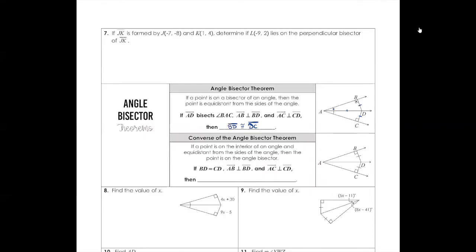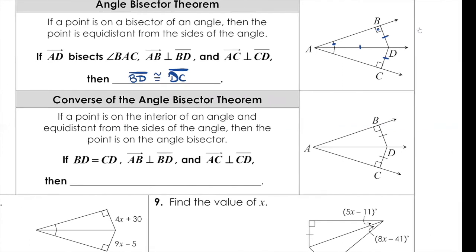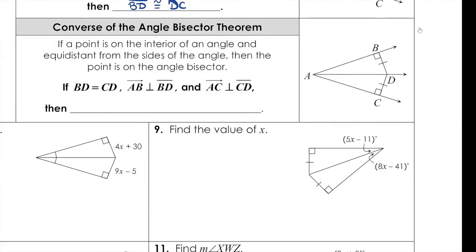And the converse, what's it mean to be a converse? Flip. What do you mean flipped? Opposite. What do you mean opposite? Not the same as the other one. It is the same. No, it's just flip. What's flipped? Everything. Nope.